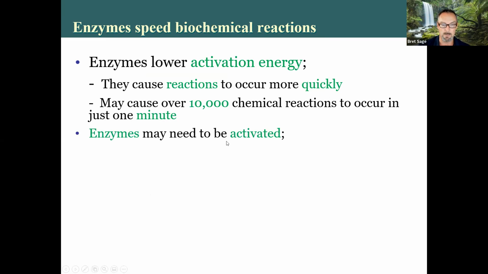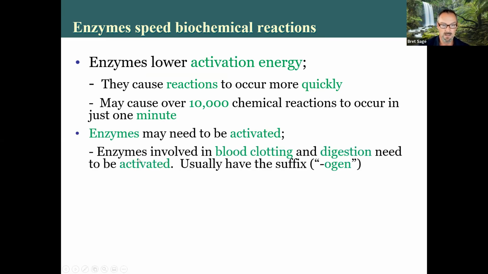Enzymes may need to be activated. Enzymes aren't always active. Sometimes they need to be activated. Enzymes involved in blood clotting and digestion need to be activated. So if it's an inactive enzyme, usually it has the suffix ogen. For example, pepsinogen becomes pepsin when it's active, and then it digests protein.